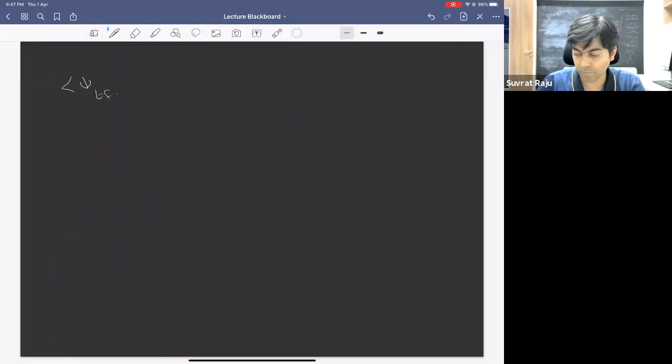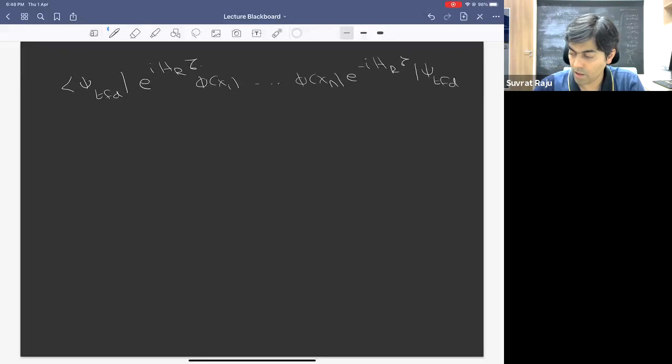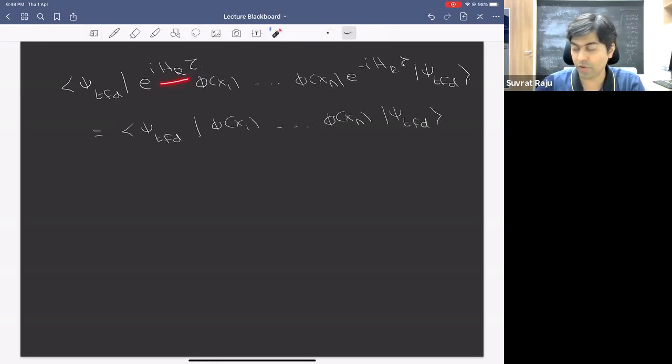It means that if I act with e^{iH_R τ}, let me just write this equation and then it'll be clear, that this is the same as the set of correlators in the original thermofield double state. I have written here H_R τ, but in fact, you could also act with e^{i(H_L+H_R)τ/2}.